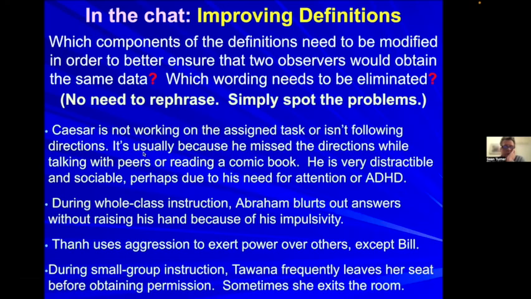Give you a couple of seconds to put in the chat which ones do you think, or which wordings, need to be eliminated or rephrased.